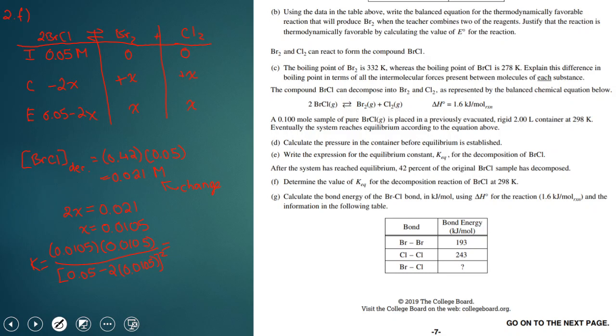And 0.05 minus 2 times 0.0105 squared. Alright, that's more accurate. I get 0.131. And then, based on significant digits, I'm going to round this to 0.13. Now keep in mind that K equilibrium, or Kc, however you address it, or Kp, is unitless. So the answer is just 0.13.